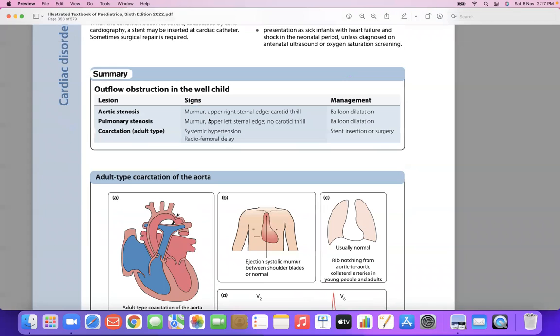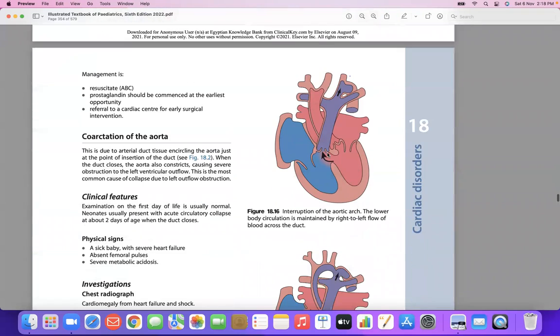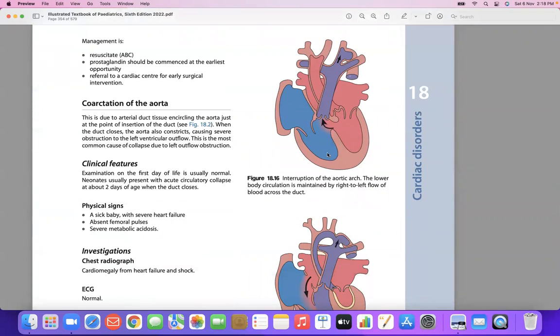See here, the signs: aortic stenosis, murmur at the upper right sternal edge and carotid thrill. Pulmonary stenosis, murmur at the upper left sternal edge, no carotid thrill. Coarctation of aorta, systemic hypertension, radiofemoral delay. So here for coarctation, stent insertion and surgery, for these both balloon dilatation. This is in a well child and when there is late presentation.